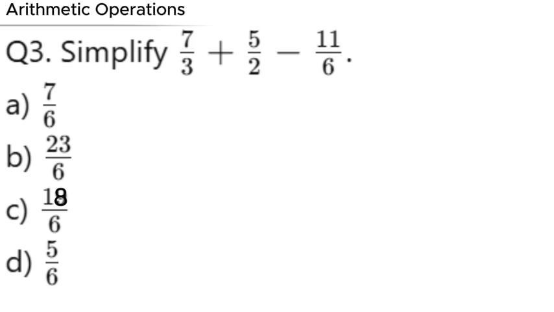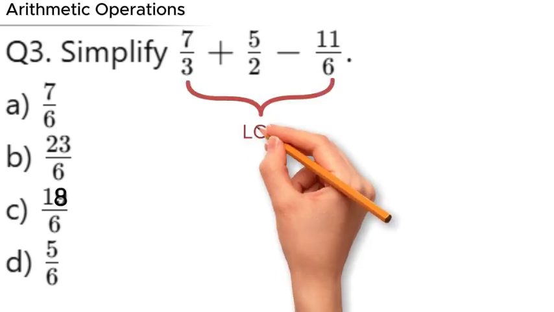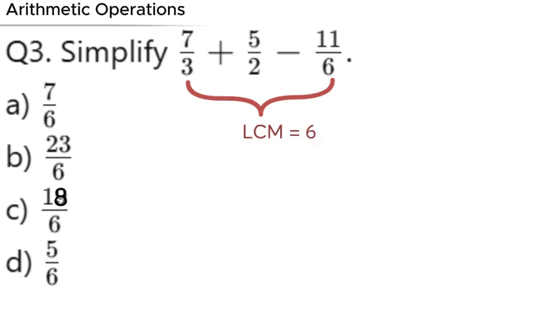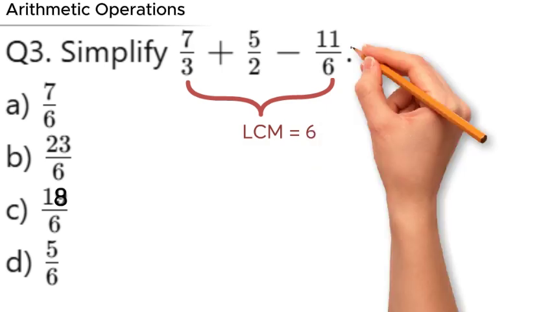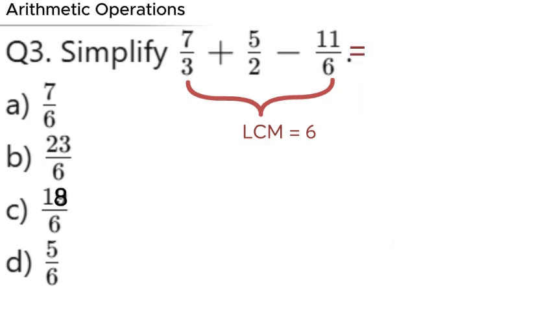3. Simplify this: 7 thirds plus 5 halves minus 11 sixths. To answer, first, look for the least common multiple, which is the smallest positive integer that is divisible by 3, 2, and 6, which is 6. Next step, convert the fractions into a form where the denominators are all 6, so we can perform the operations of addition and subtraction.